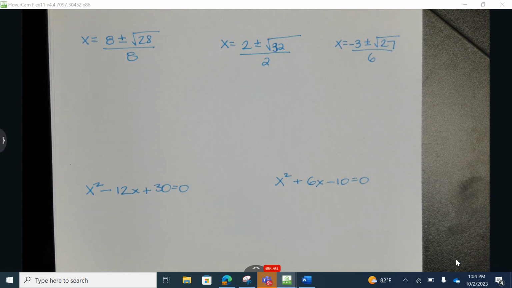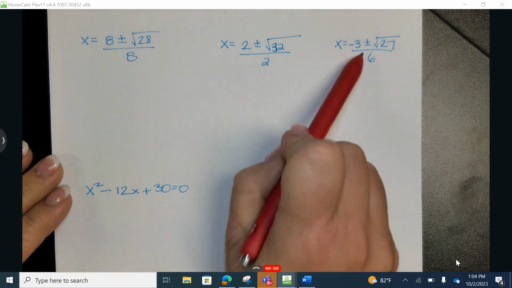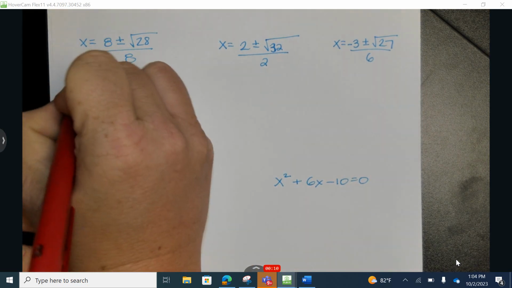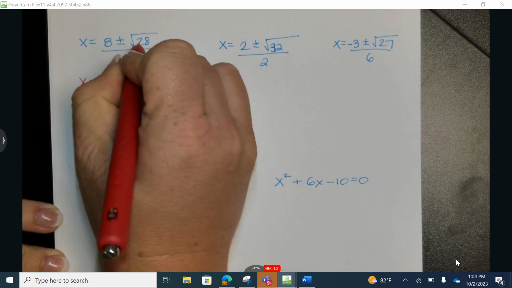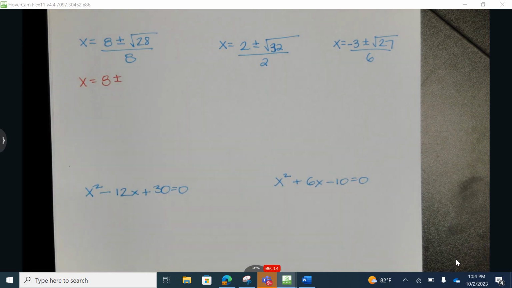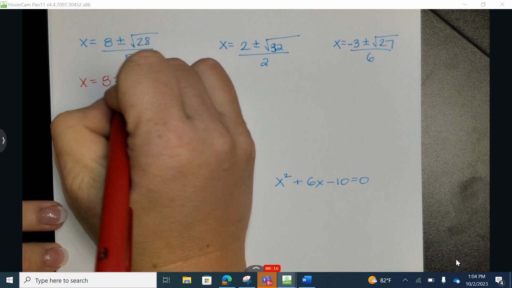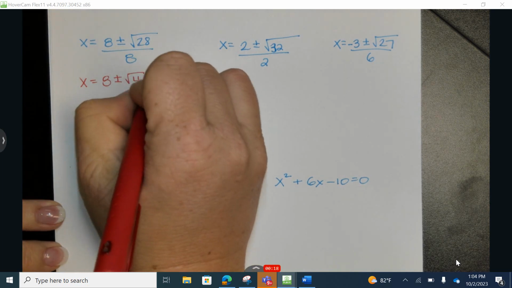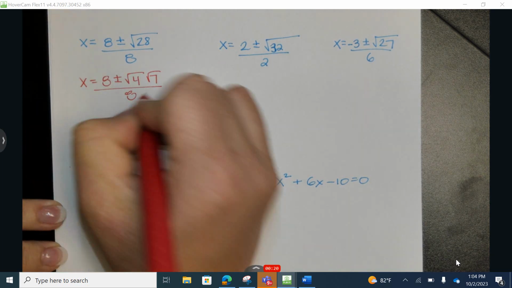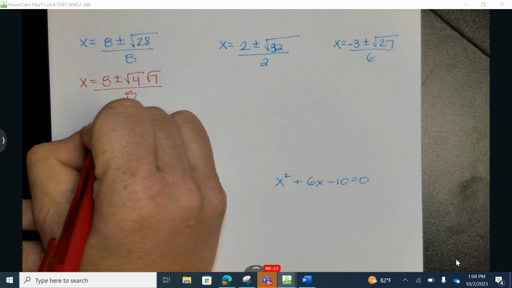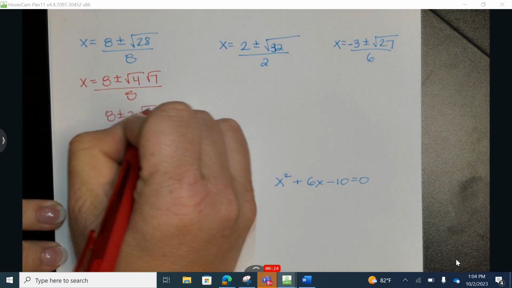In this video, let's start by just reviewing how do we reduce an answer when it's in this form. So the first thing I'm going to do is ask myself, is there a perfect square that divides into 28? And I do want to choose the largest perfect square. 4 is the largest perfect square that does divide into 28.